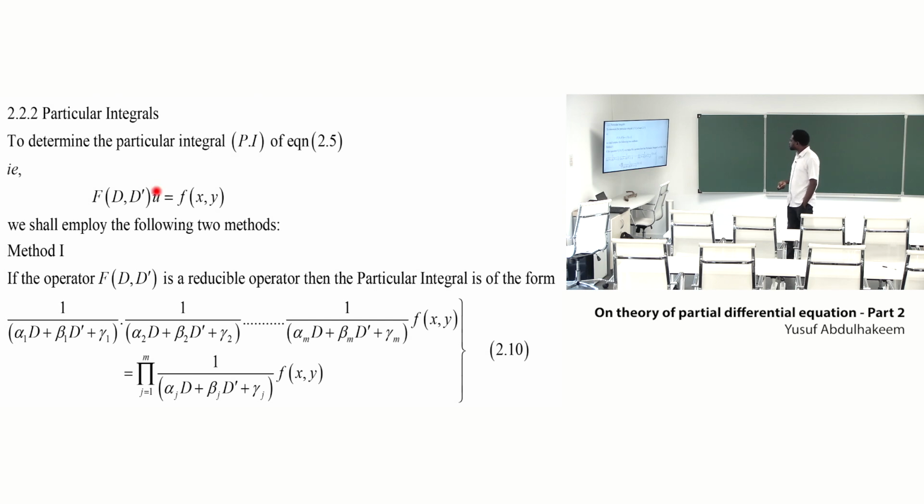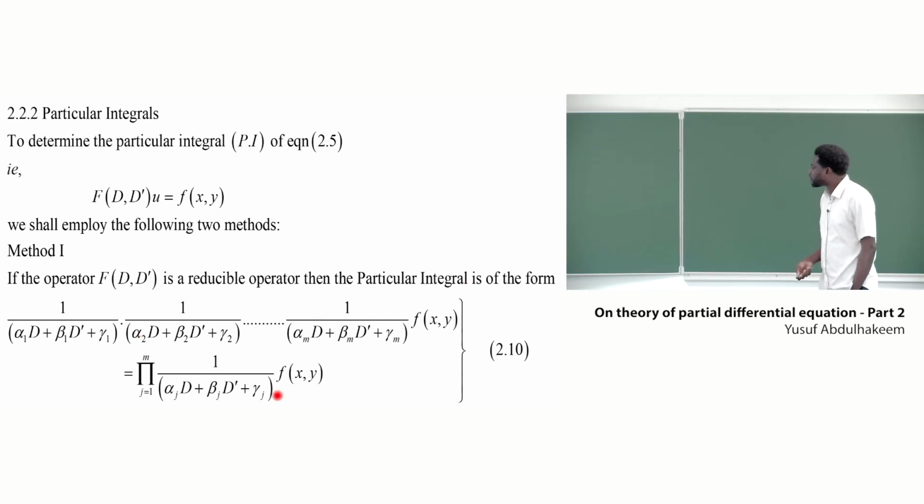We have to talk about how to obtain the solution given that this is not equal to 0. First, we solve the homogeneous part. Then we look for our particular integral, and we add the two solutions together to give us the solution to the differential equation under consideration. So method 1: if the operator f, which is given here, is a reducible operator, then the particular integral is of this form, 1 divided by this multiplied by this. When we put them together, we have what we have here, where j starts from 1 to m, and this m is determined by the order of the differential equation.